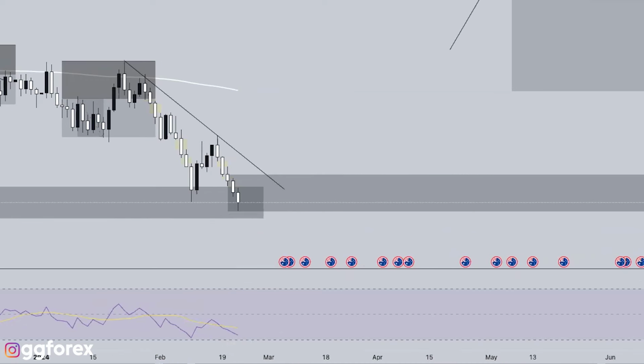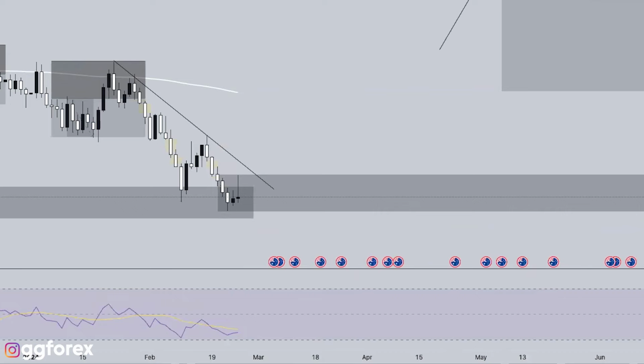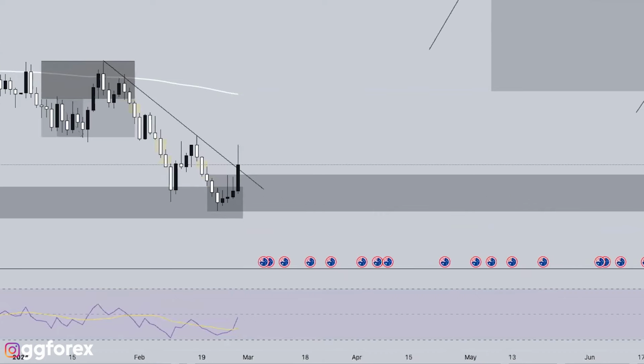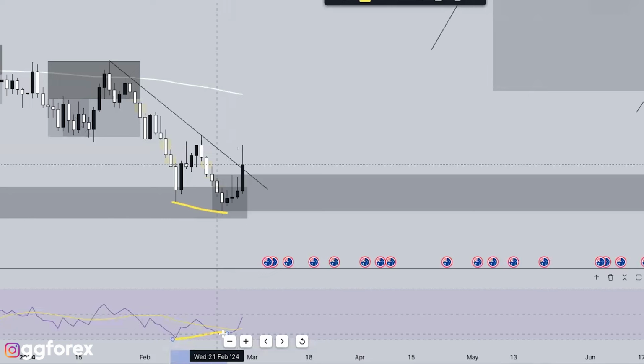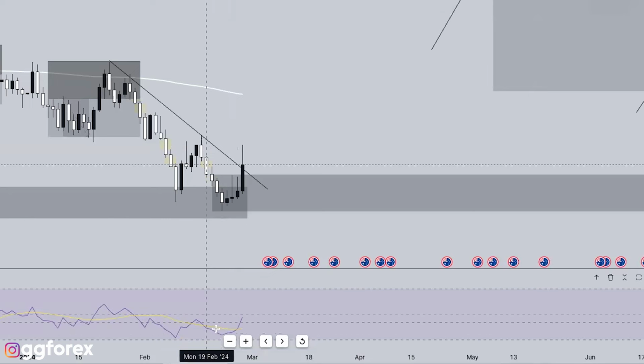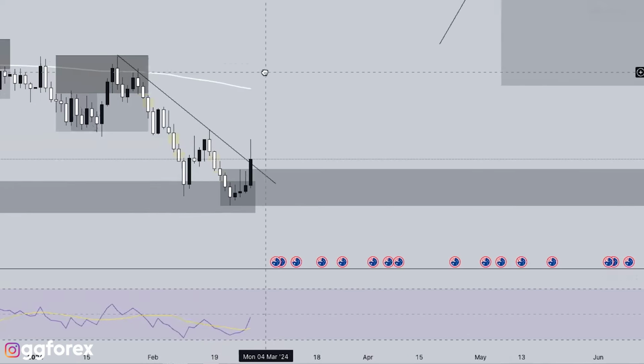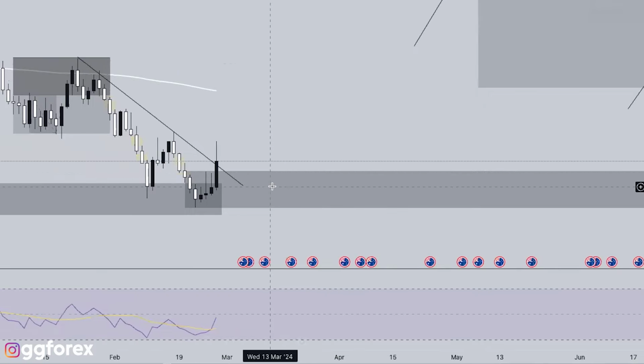Still doing nothing. Still bearish. Okay, what can we see here? Oh, I can see the price has made a lower high, still respecting my area of demand. We can also see the RSI has made a higher high, higher low. So we have strong bullish divergence. Okay, strong bullish divergence. What else do we have?